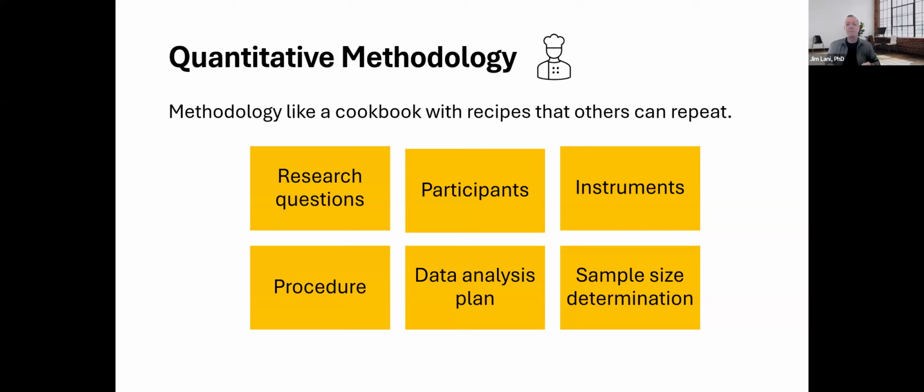You've identified your sample. You've identified your instruments and gotten permission to use those instruments. You have a procedure that people can follow: this is what I'm going to do. You shouldn't leave the reader scratching their head saying, what's happening here? They have to know, they want to know, and to replicate it, they have to know what you're doing. So we've gone through this.